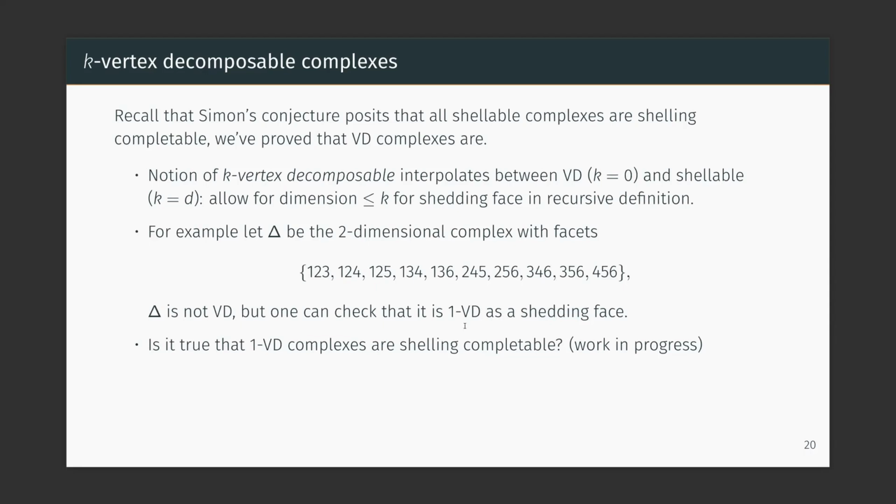Anyway, the last question I want to ask is: is it true that one vertex decomposable complexes are Schelling completable? That's actually the project for this summer's REU. We're going to look at that question. That would be the next step of the family of complexes that might satisfy this kind of Simon's type conjecture. So, okay, there's my last attempt at some Spanish there.